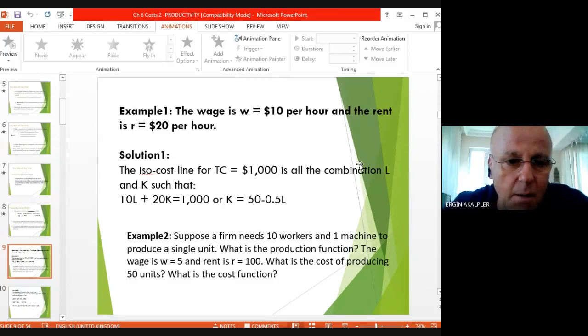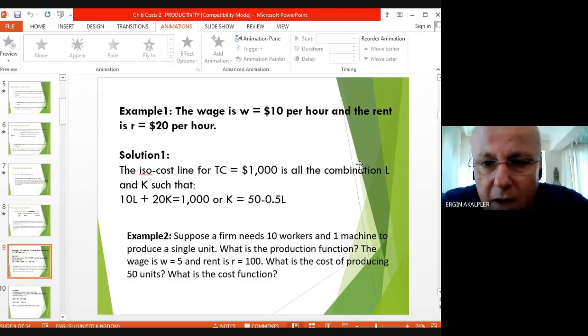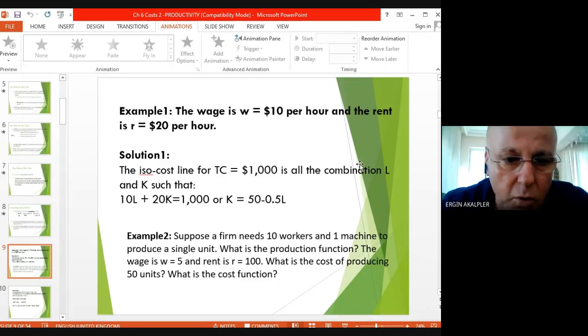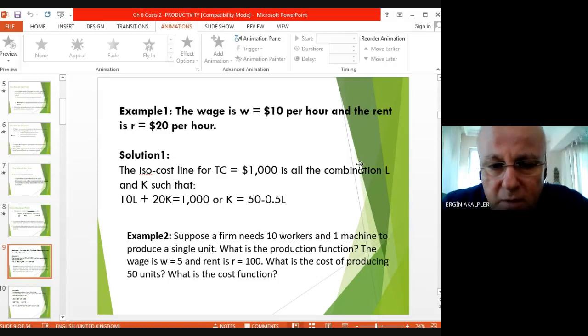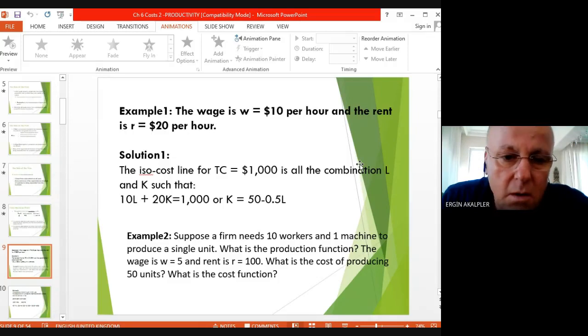We have here a simple example. The wage is $10 per hour, and the rent is $20 per hour. The solution, for finding the total cost of $1,000, is that every combination of labor and capital is put into the equation: 10 times labor plus 20 times capital is equal to 1,000. Therefore, the capital equation will be 50 minus 0.5 labor, which represents the total cost of the production process.